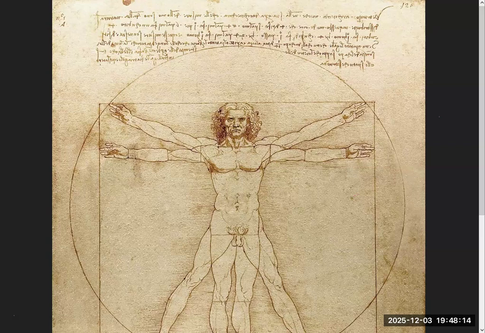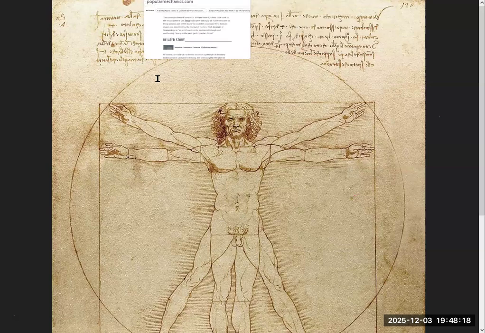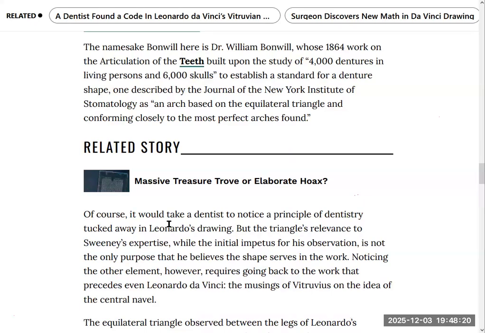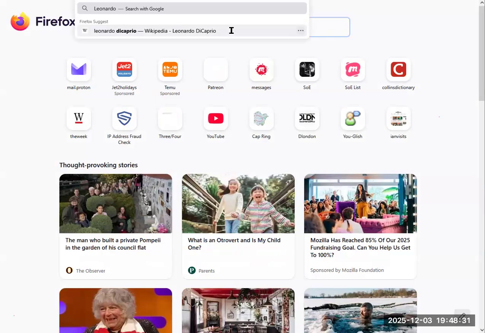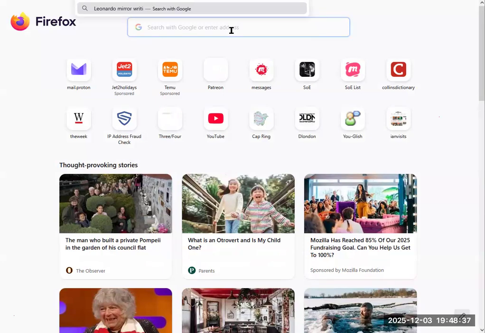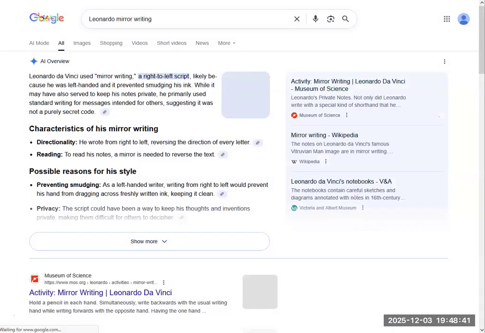If I just say Leonardo, let's type in the name Leonardo. Then search mirror. Leonardo DiCaprio comes up. Mirror, I can't spell. Mirror writing. I've just typed in Leonardo mirror writing. This is what it comes up with.